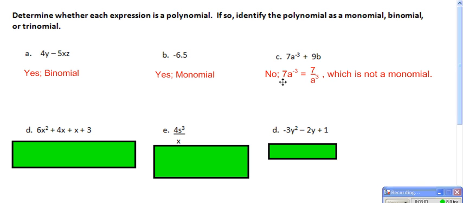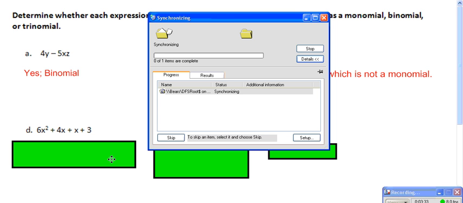When you move it to the denominator, it would look like this, 7 over a to the third. Remember, you cannot have a variable as a denominator, so therefore this is not a monomial, this is not a binomial, this would not be a polynomial. So C is no, this is not a polynomial. Reason being the negative exponent.